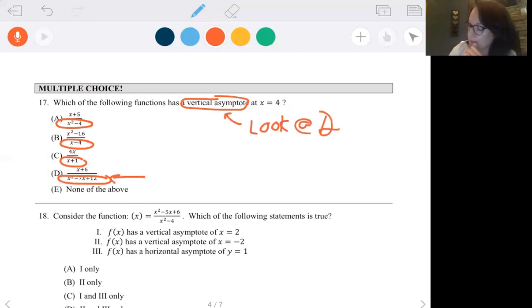We might have to factor. In this case, I have a difference of squares that needs factoring. In this case, I have a trinomial that does factor. So we look at factoring, then we cancel. Then we look at what's left.